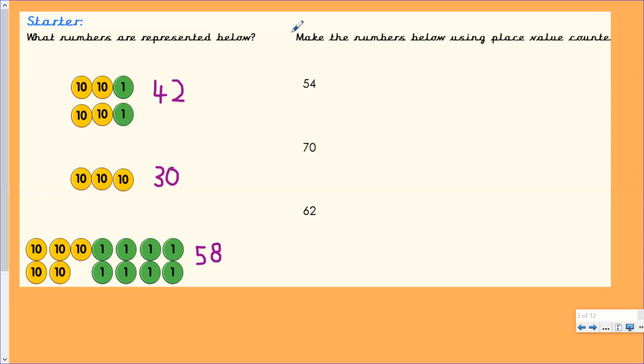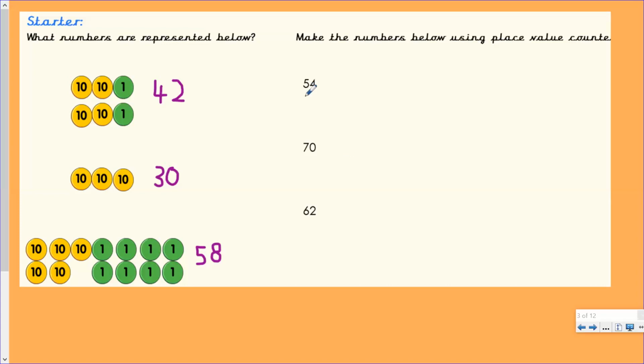So now for the second section, I know you may not have concrete apparatus at home or place value counters, so you could just draw these on your piece of paper, but making sure that the value of each counter is clearly shown. So if you're representing the ones, make sure you draw counters with a number 1 inside, and then if you're drawing the tens, make sure you draw a counter with a number 10 inside. Pause the video, have a go, and then we'll do it together.